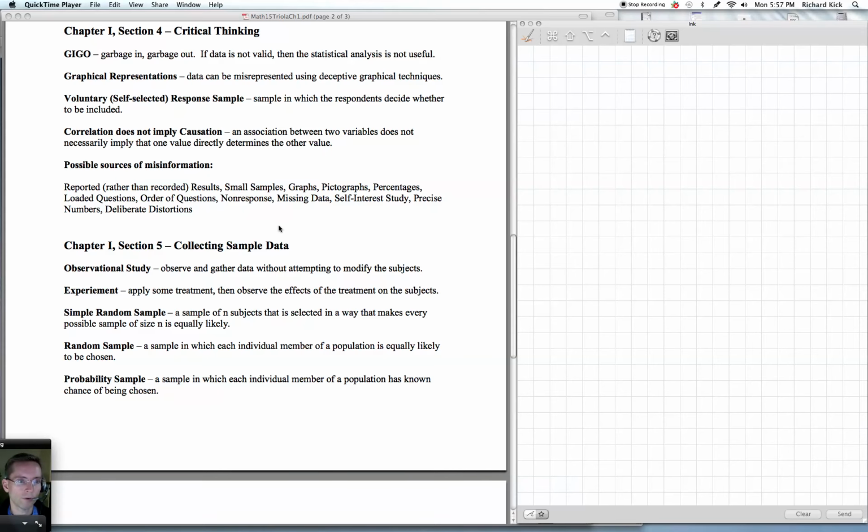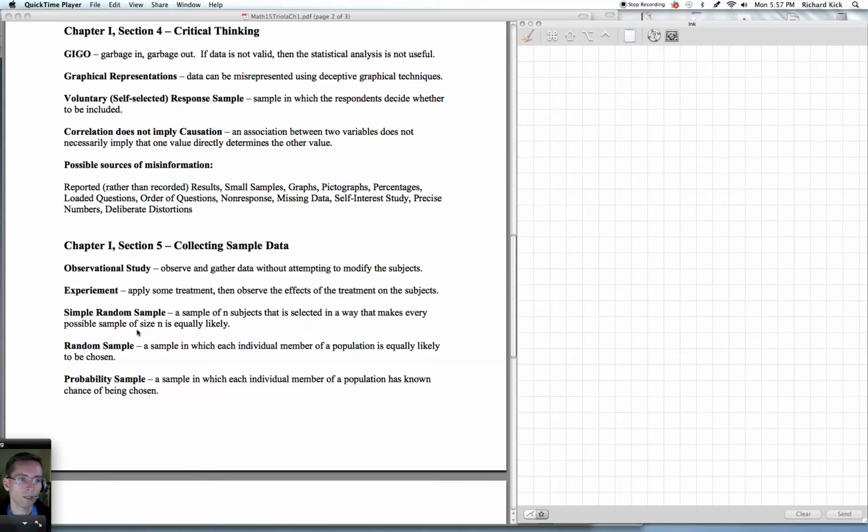In Section 5, we're looking at specific categories of data collection. And so if we have an observational study, do not influence the subjects, do not modify what you're observing if possible. Whereas in an experiment, you are specifically going to treat the things you're going to observe in some way. And then after you apply the treatment, you'll observe the effects of the treatment. That's specifically for experimentation. So that's the difference between observation and experimentation.